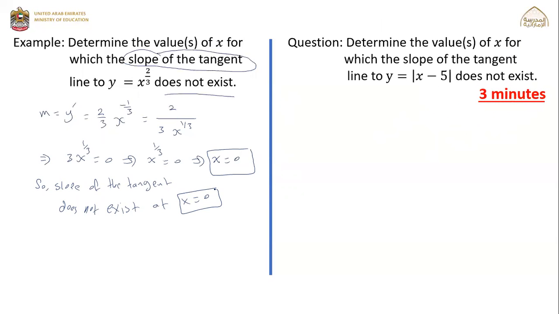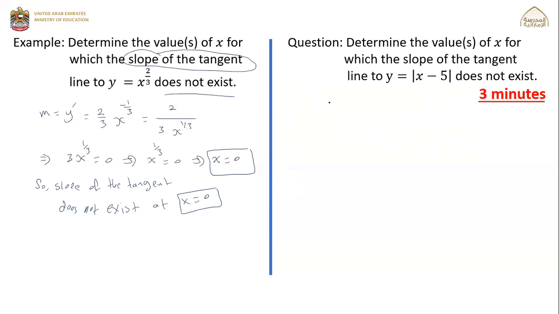Now I have another question for you. Determine the values of x for which the slope of the tangent line to y equals the absolute value of x minus 5 does not exist. You have 3 minutes to finish this task. Please pause your recording while you solve this question. After that, we'll be back again, inshallah.